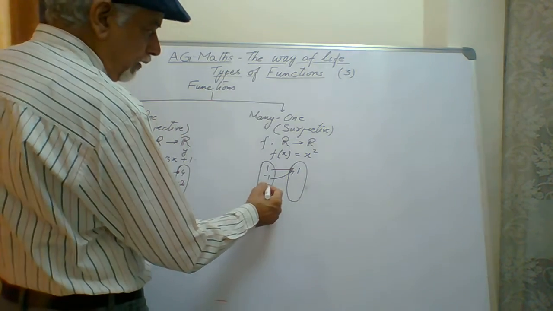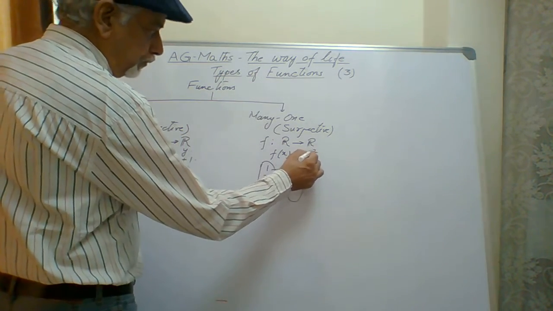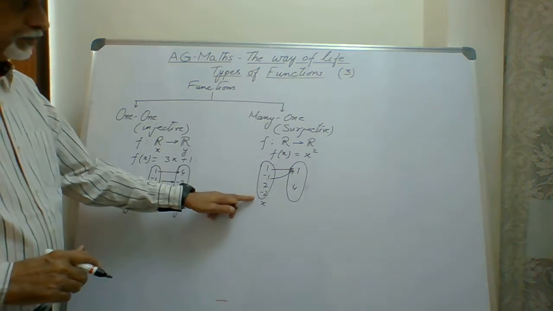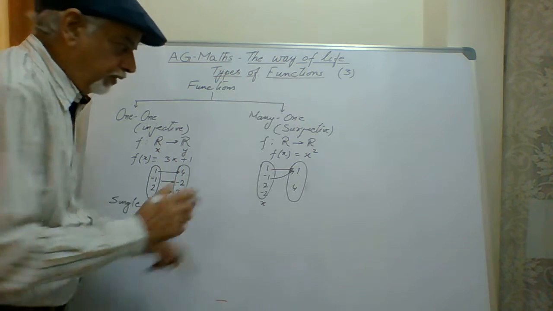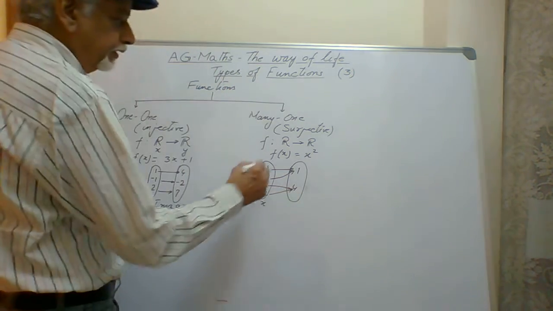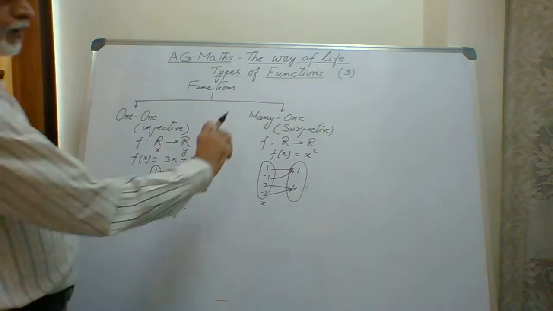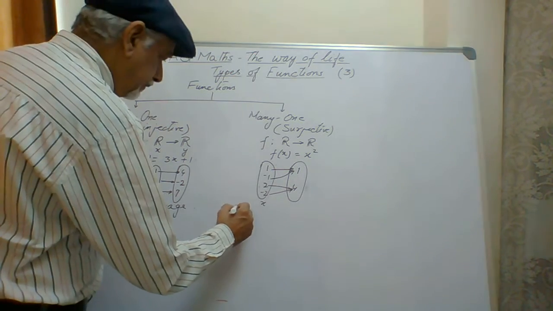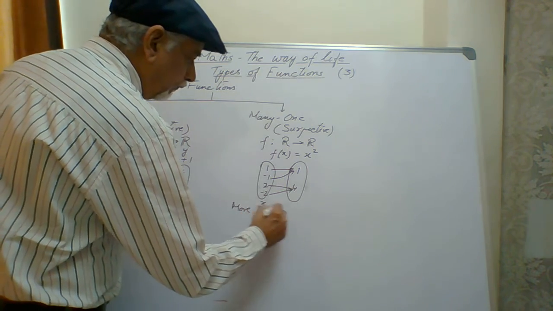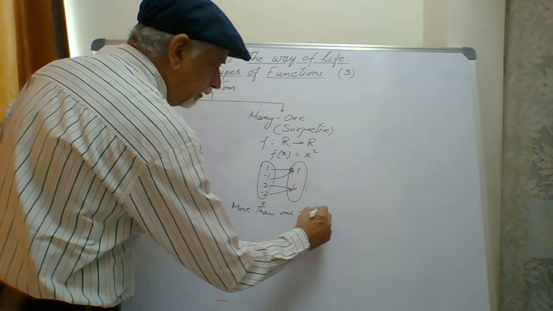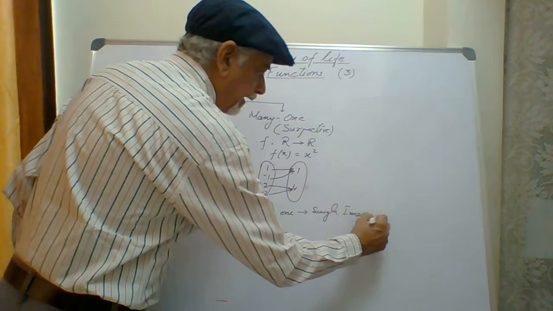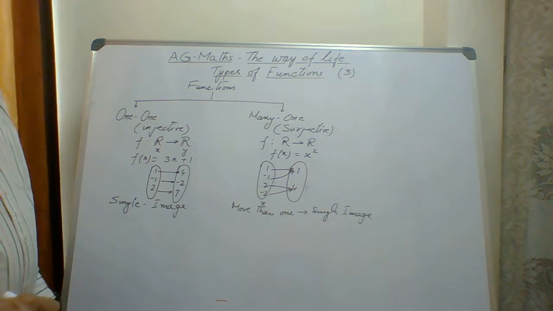Similarly, look at 2. If I put 2, then the square of 2 is 4. So we get the value 4. And when I put x equal to minus 2, there also I get a positive 4. So both are again related to a single image. So this is called many one, because more than one element gives a single image. This is how we understand what a many one function is. It is also called surjective function.